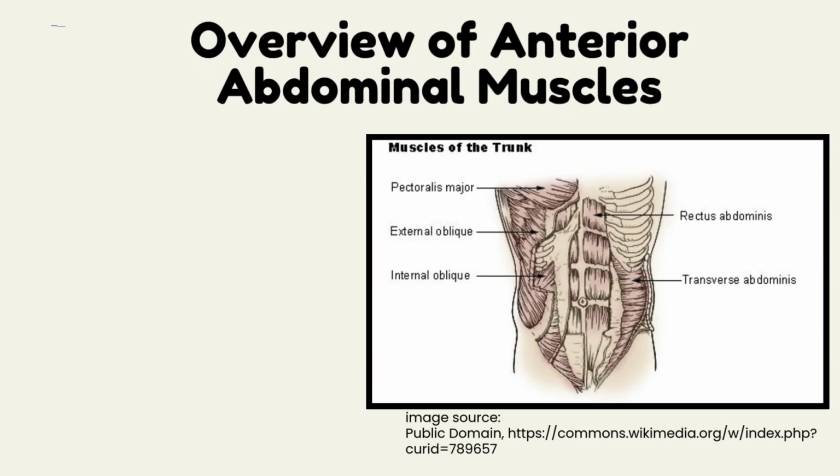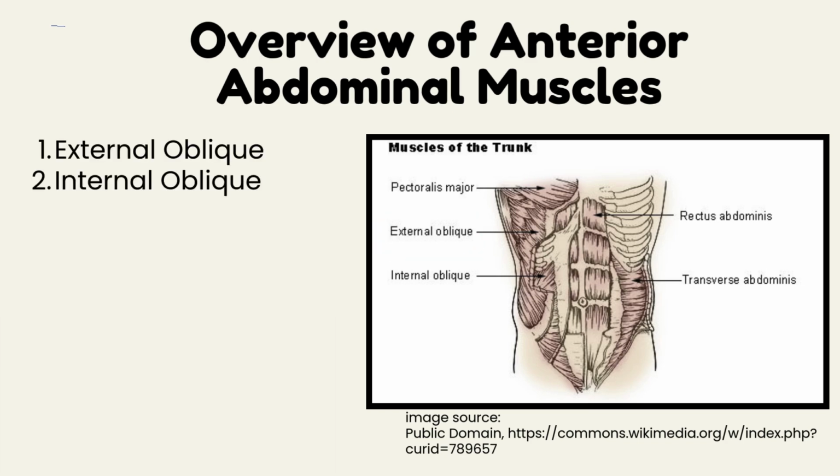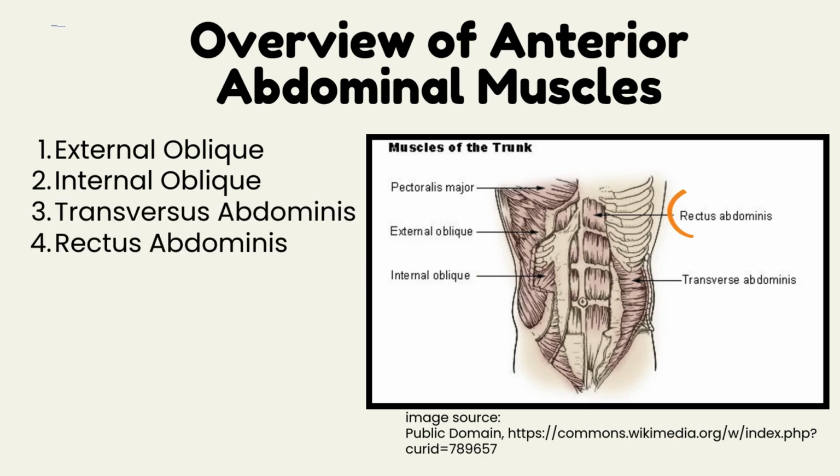Let's have an overview of anterior abdominal muscles. It consists of the following 5 muscles: external oblique muscle, internal oblique muscle, transversus abdominis muscle, rectus abdominis muscle, and pyramidalis muscle. We will discuss them one by one.